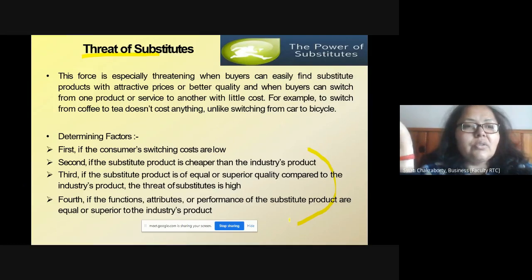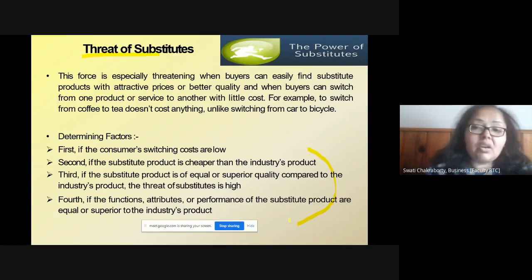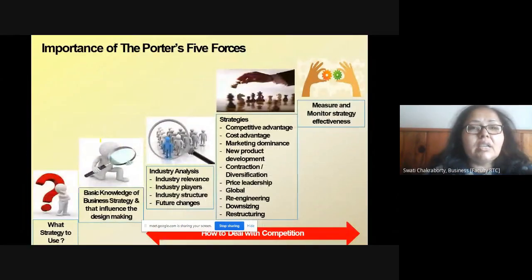So what are the factors here? If the customer's switching cost is low. If the substitute product is cheaper than the industry's product, or the substitute is of equal or superior quality. And what happens if the functions, attributes, or performance of the substitute product are equal or superior to the industry's product?